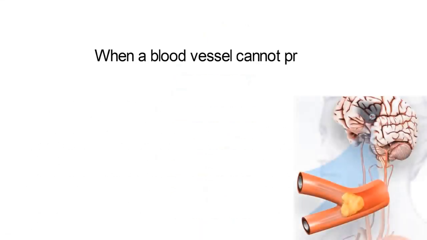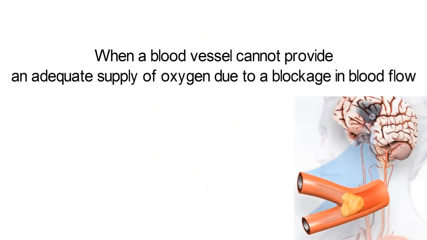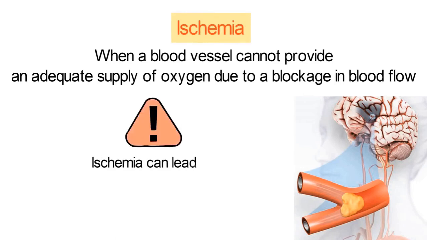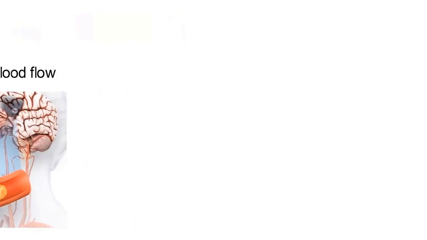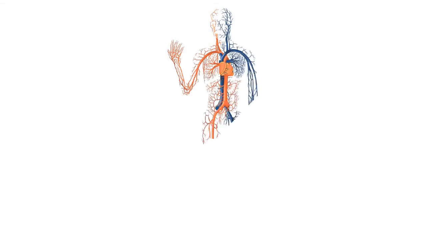When a blood vessel cannot provide an adequate supply of oxygen due to a blockage in blood flow, it is called ischemia. Ischemia can lead to severe cardiovascular trauma and death. One example of this is coronary artery disease.